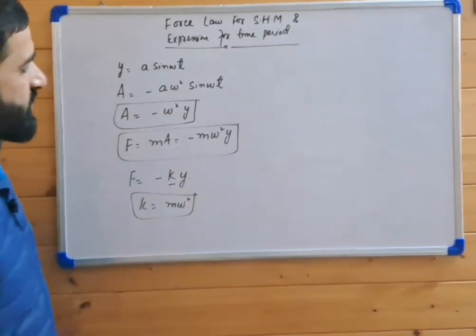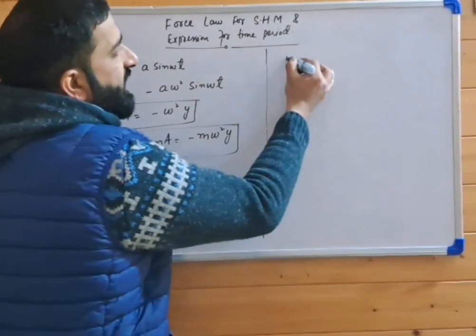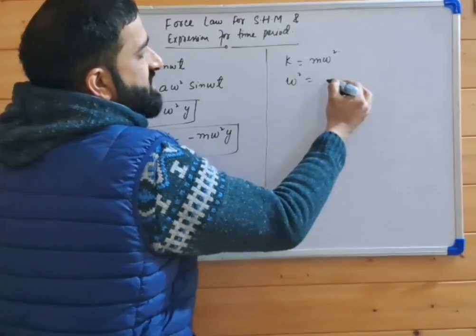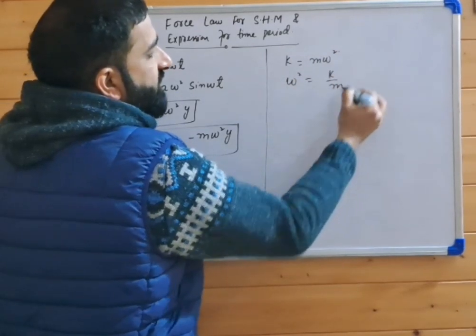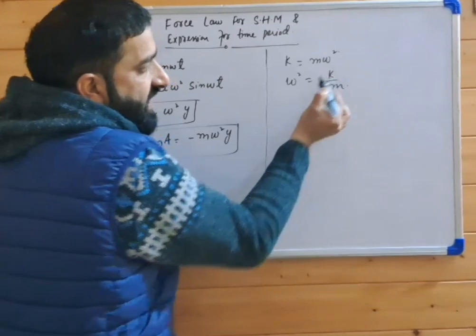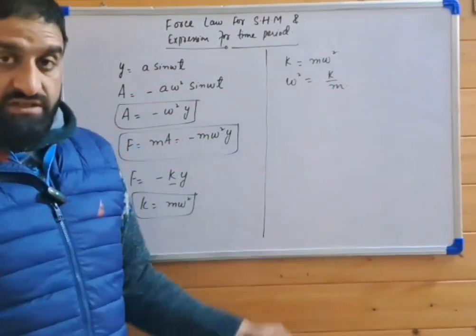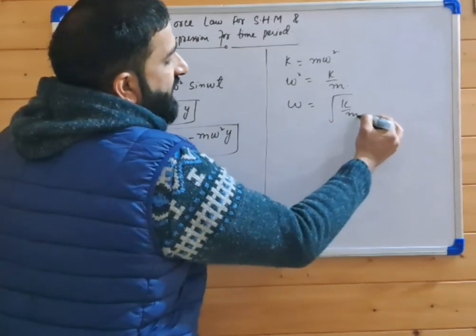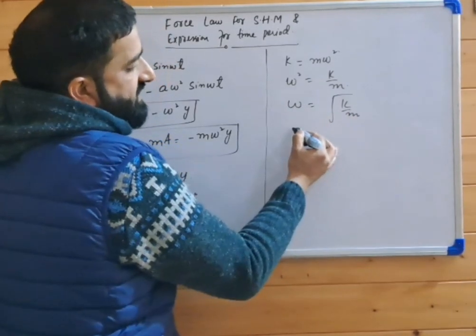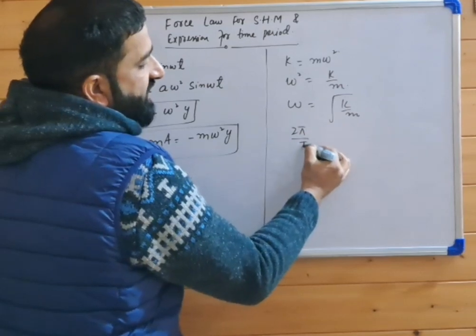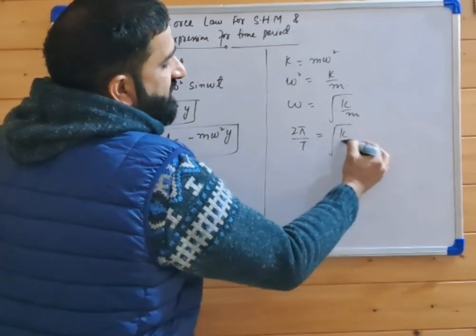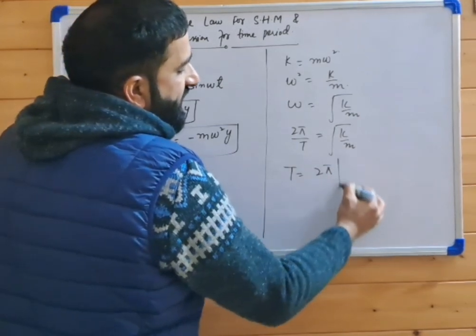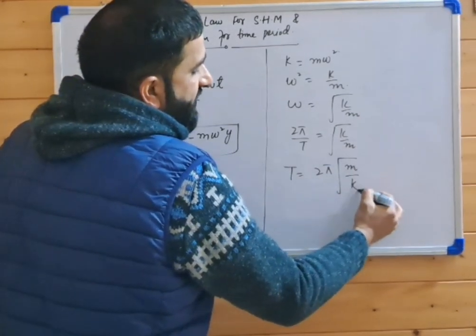By equating these two equations, we get the value k is equal to m omega square, or omega square is equal to k divided by m. Now this k is the spring factor and m is the inertia factor. So omega is equal to root of k divided by m. We know that omega is the angular velocity, that is 2 pi divided by T, is equal to root of k divided by m. Solving for the time period, T equals 2 pi root of m divided by k.